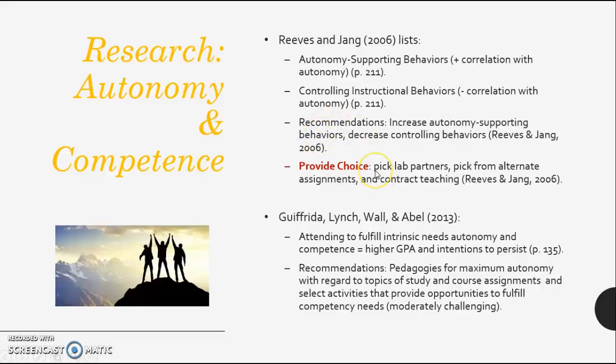So we need to provide choice. Ways we can do that is allow students to pick their lab partner, something as simple as that. Picking from alternate assignments or contract learning where students come up with a contract for how they're going to meet the objectives of the course.